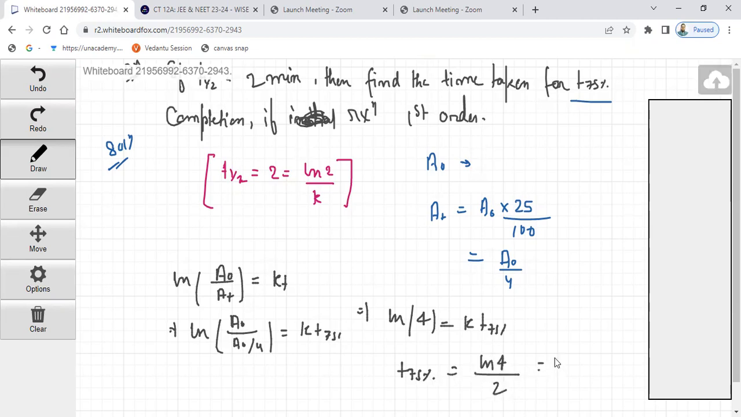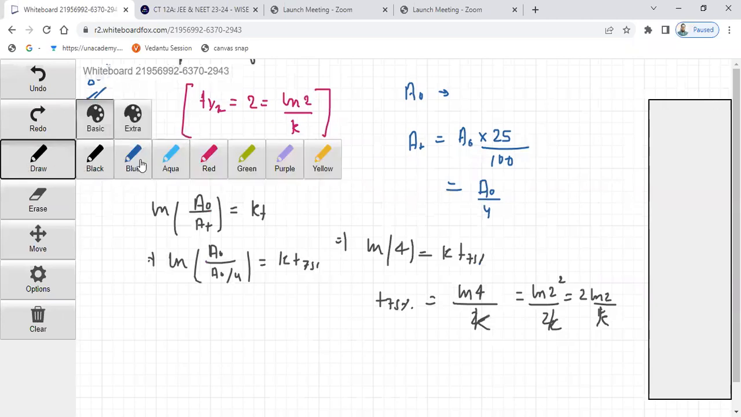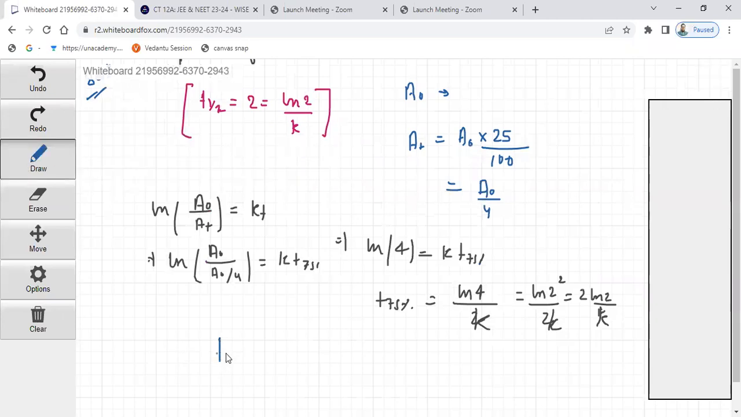So we can write this value as 2 to the power 2, which gives 2 into ln 2 divided by k. So this value is T75%, and T75% will be equal to 2 into T half. This is your result. If you have any doubt, please ask me.